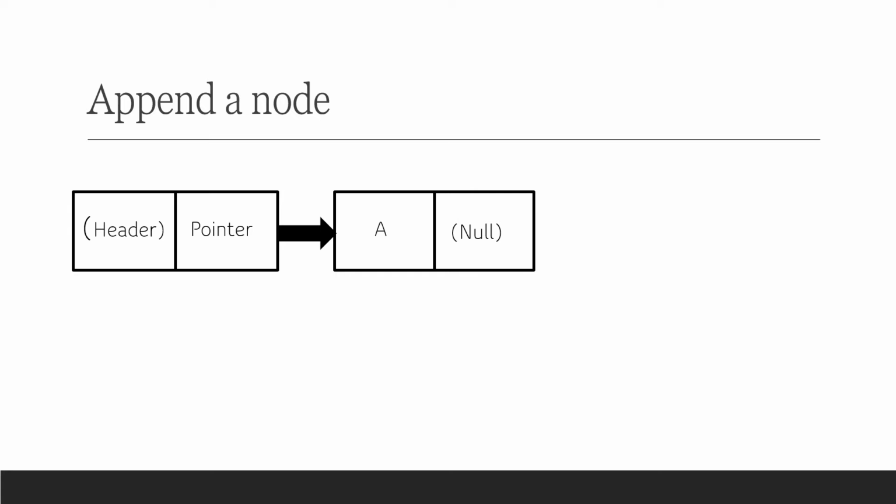Now let's look at how we would carry out simple operations on a linked list. For example, here's a very short linked list. It's only got one value in it, the data value A. Supposing I wanted to append data to this list. Remember, append means add at the end.